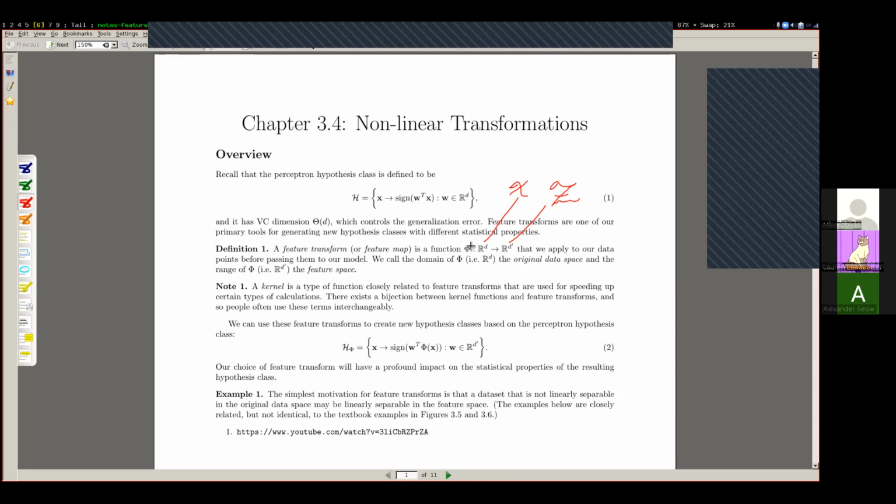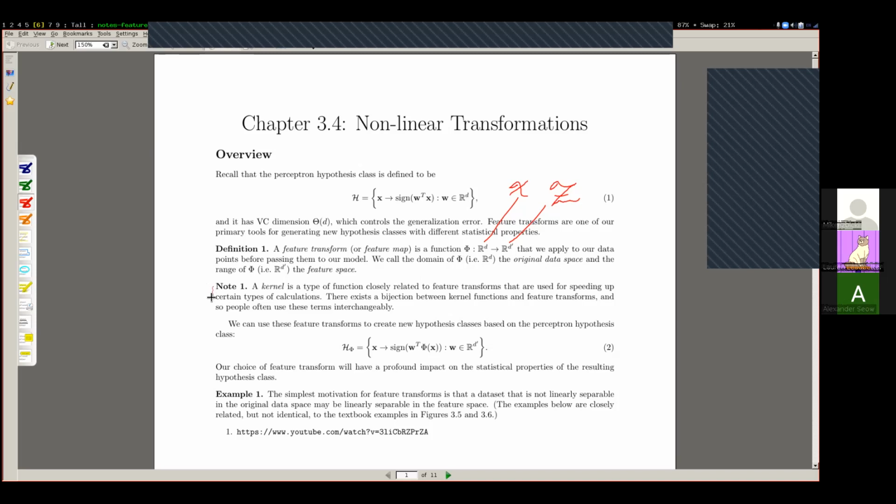And we're going to be applying this phi function to all of our data points, somehow transforming them into something different, so that we'll be in this R^d' feature space instead of the original R^d data space. That's, again, still pretty abstract. We'll be getting more concrete here in a little bit.